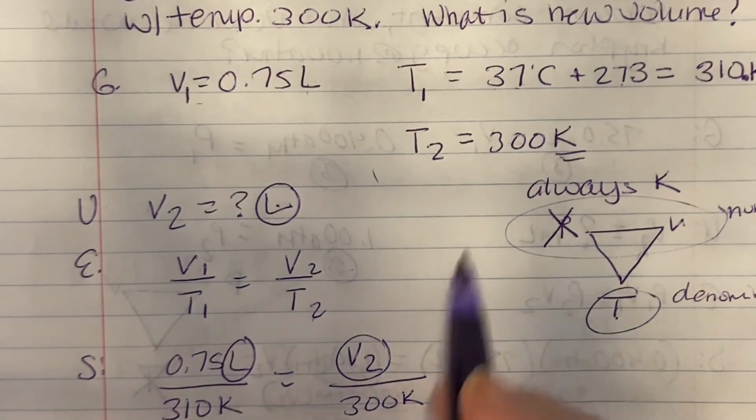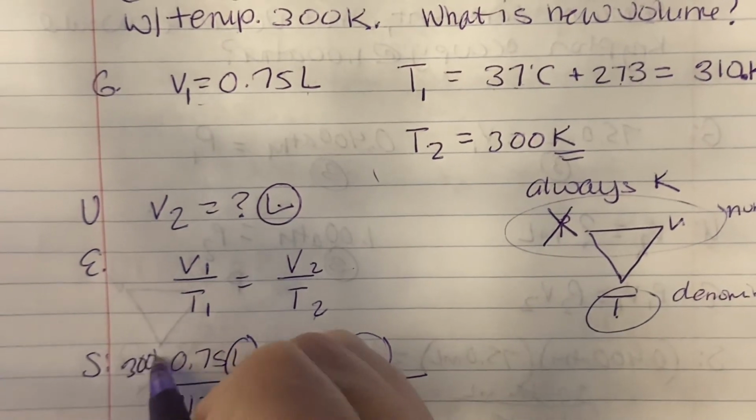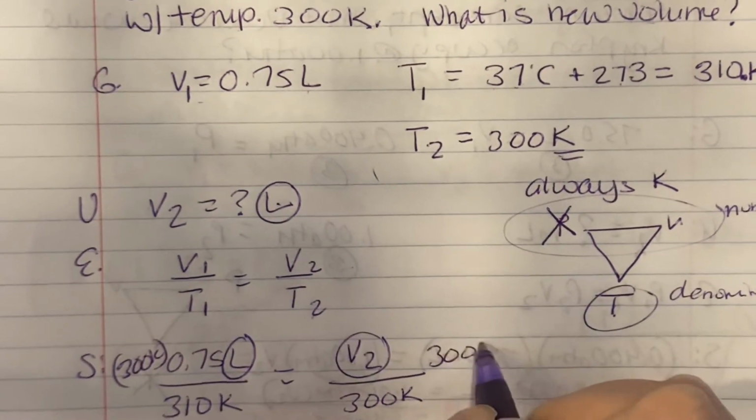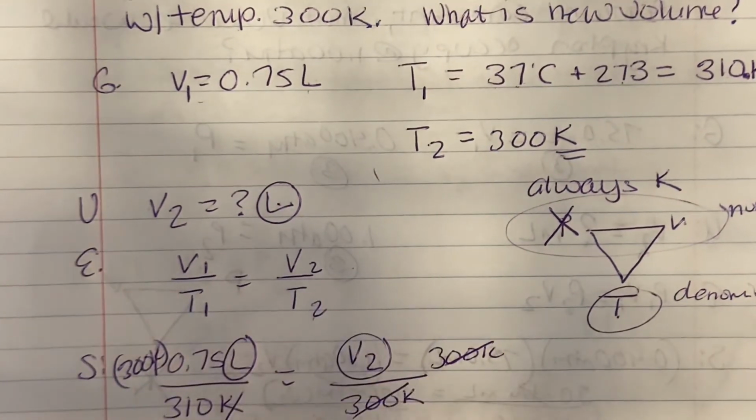Okay. If you wanted to do it the other way, you can multiply both sides by 300 K, and it gives you that same answer. Still end up with liters.